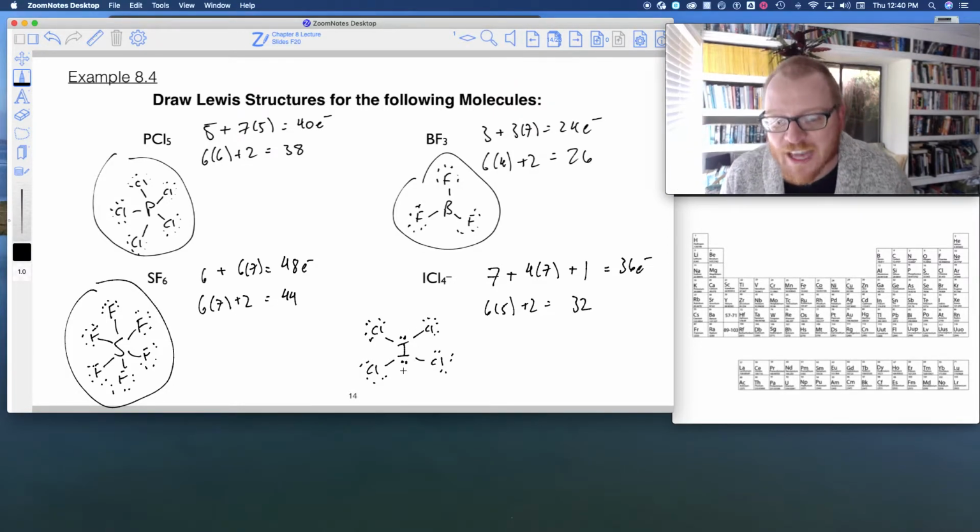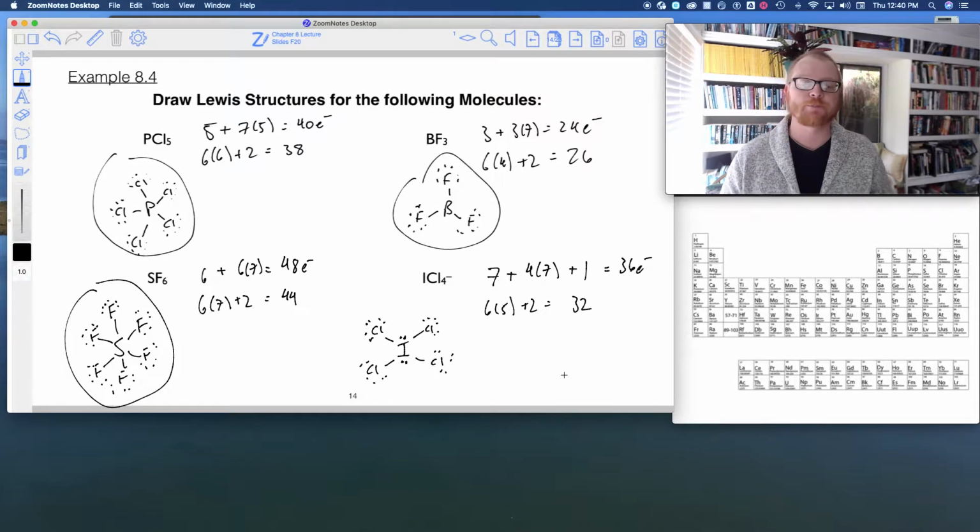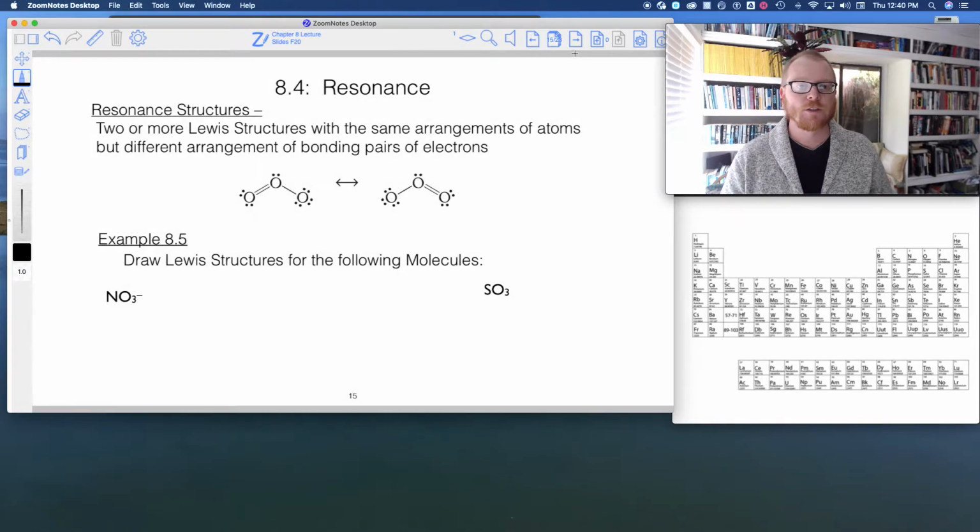And that's why this has an expanded valency, right? Because we noted that 8 should be the norm, but when there's a difference of 4, that means really iodine is going to have 12. And here it is, 2, 4, 6, 8, 10, 12. Okay? And because this is an ion, we put brackets around it and put the minus charge, and there's our Lewis structure for ICl4 minus. Okay, beautiful. So I'm going to move on to the next topic here.